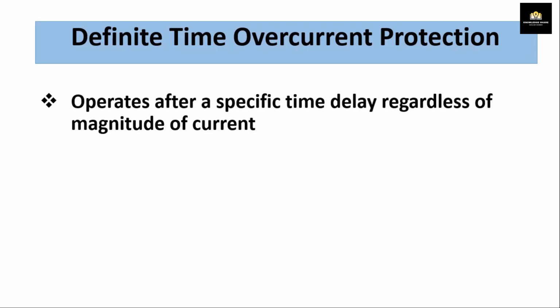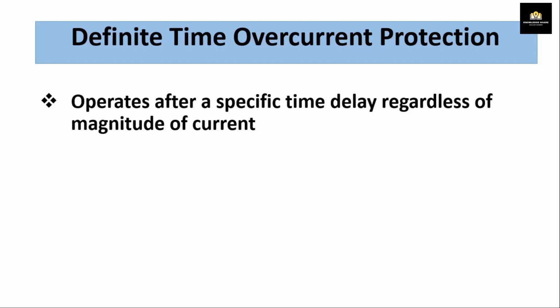The setting of this kind of relay at different locations in the network can be adjusted in such a way that the breaker closest to the fault is tripped in the shortest time, and then the other breakers in the direction toward the upstream network are tripped successively with a longer time delay.